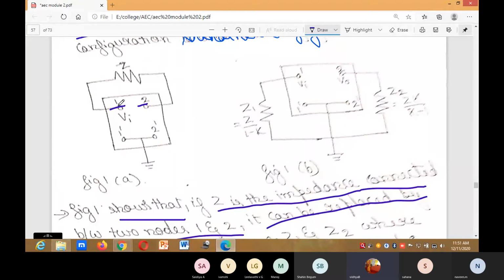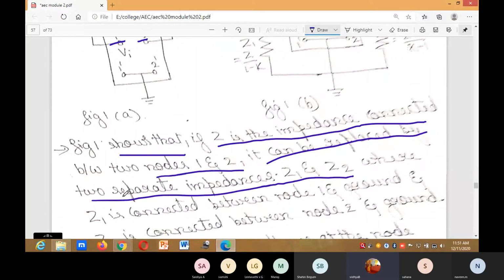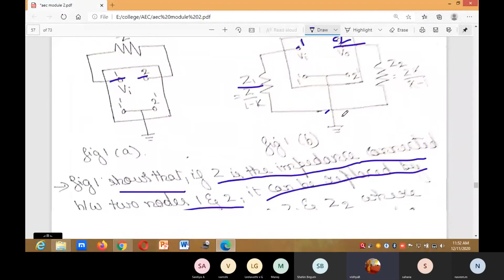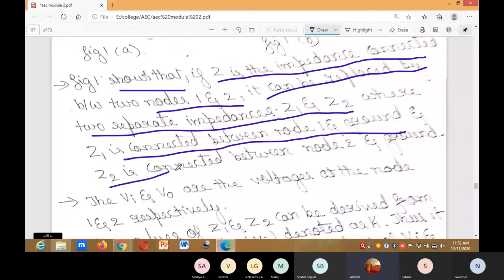Here Z is replaced by two separate impedances, Z1 and Z2, where Z1 is connected between node 1 and ground. You can observe this figure. Z1 is connected between node 1 and ground, and Z2 is connected between node 2 and ground. This is node 2 and this is node 1.